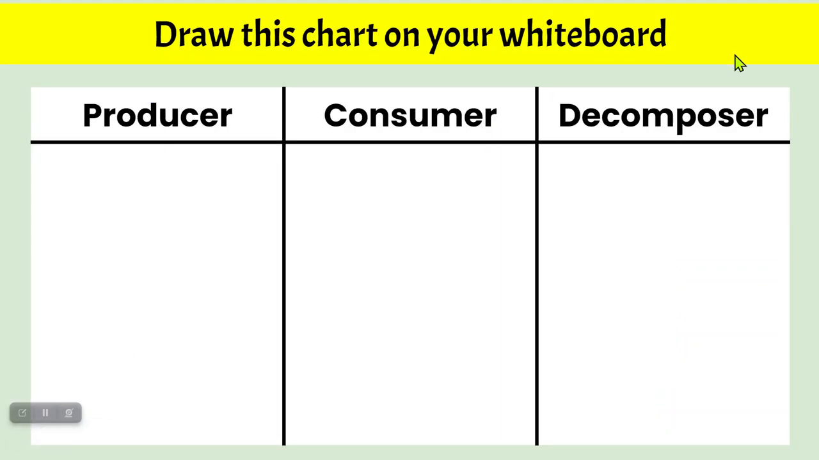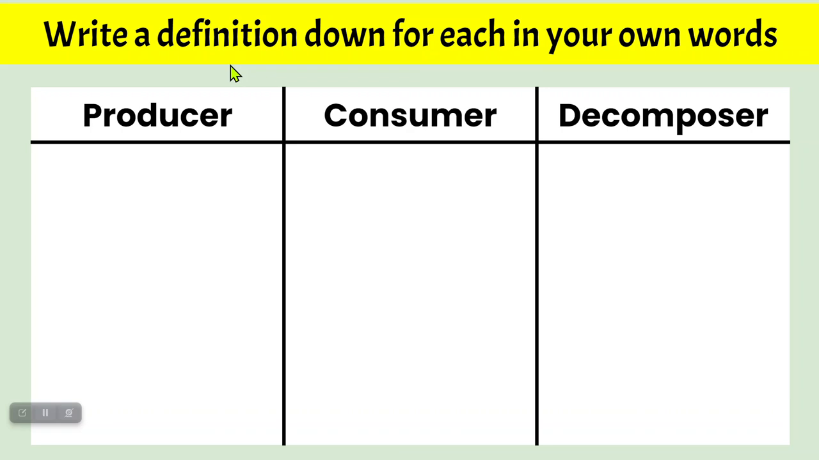First, I want you to draw this chart on your whiteboard. And if you need to ask somebody near you for help with this, that's fine. We have a producer, a consumer, and a decomposer. Okay, each one of these is a category, and we're going to fill in some information. All right, I want you to write a definition down in your own words for each one of these terms. Write it down. Don't just click or keep watching the video to see what I say. I want you to try to write it down because you want to make sure you're ready for your quiz, right? So even if you're writing bullet points, I want you to write something down for each one of these things. All right, and you can pause and then come back.